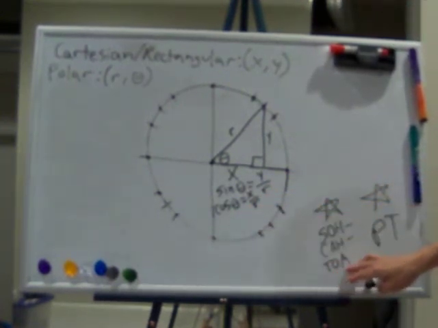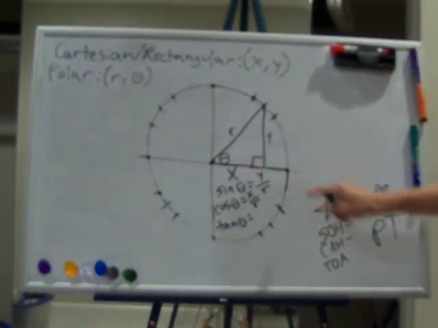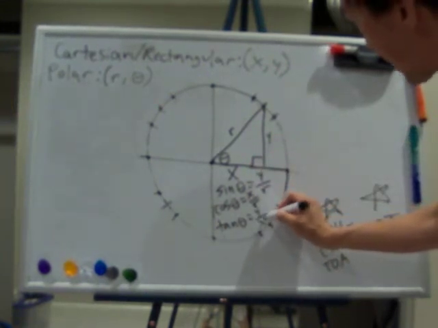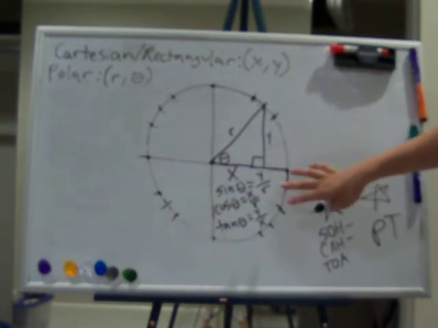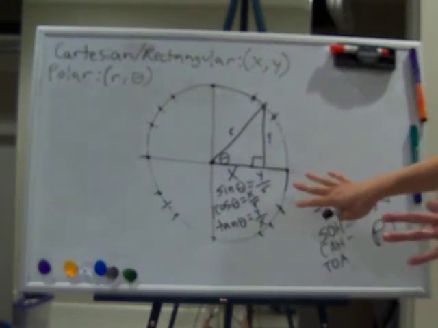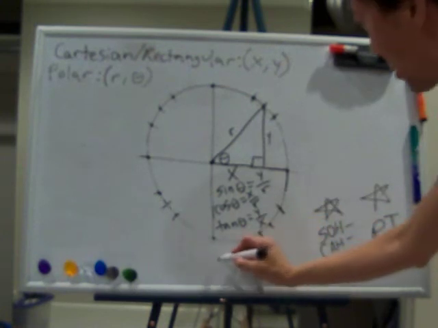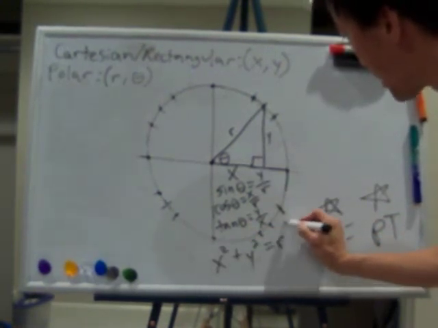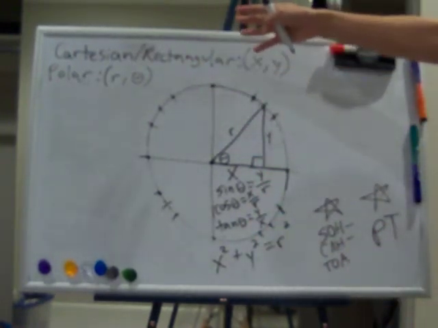Finally, we have tangent, TOA. So tangent theta equals opposite over adjacent, y over x. These are going to be the converting equations to convert from polar to Cartesian, Cartesian to polar. But there's actually one more. PT, Pythagorean theorem: x squared plus y squared equals r squared. These are the equations you need to know to convert from one to the other, okay?